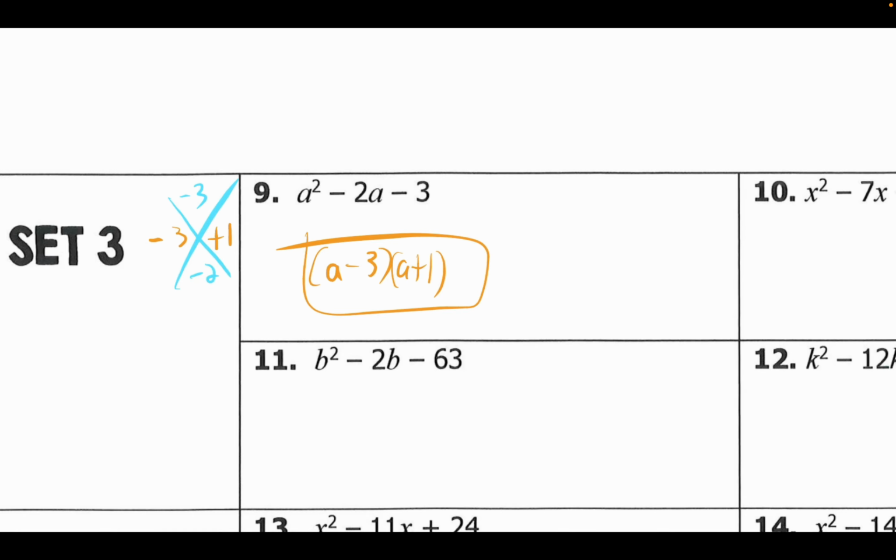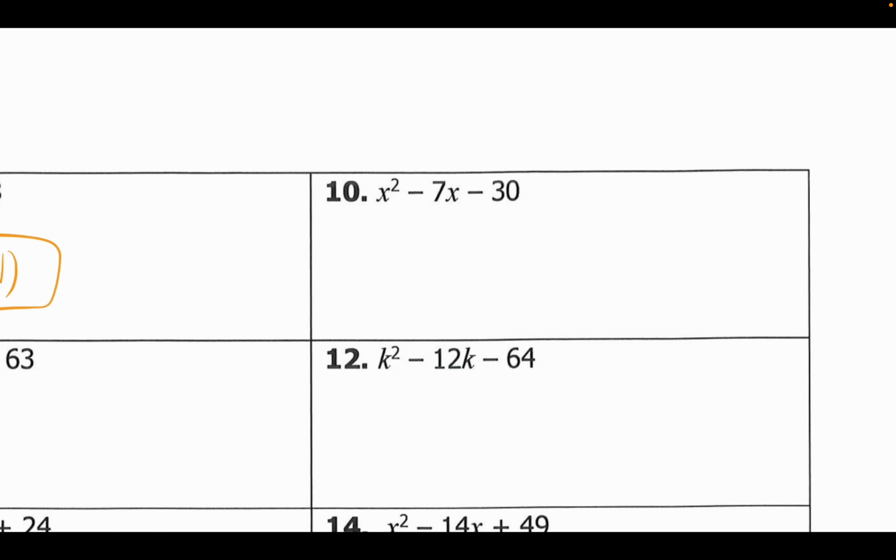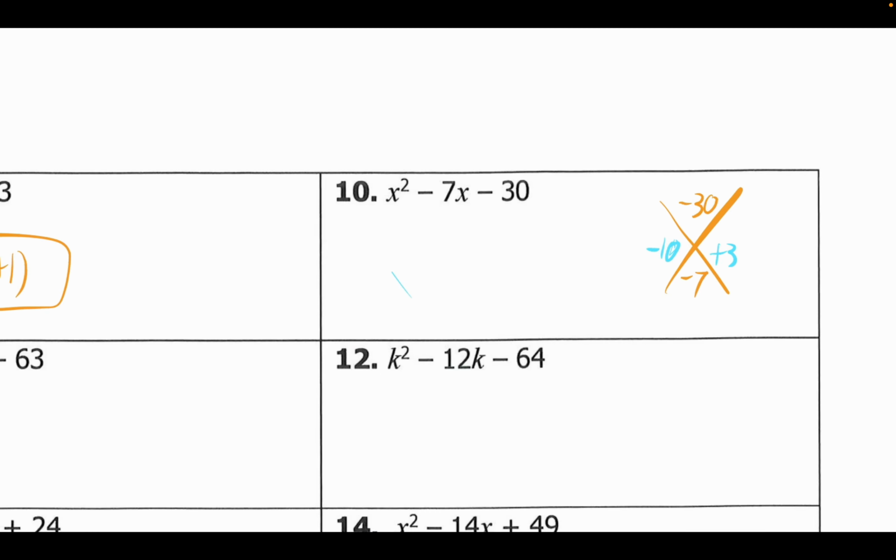Same process on 10, where I have negative 30 on top, negative 7 on bottom, negative 10 on the left, positive 3 on the right. So I have x minus 10, x plus 3.